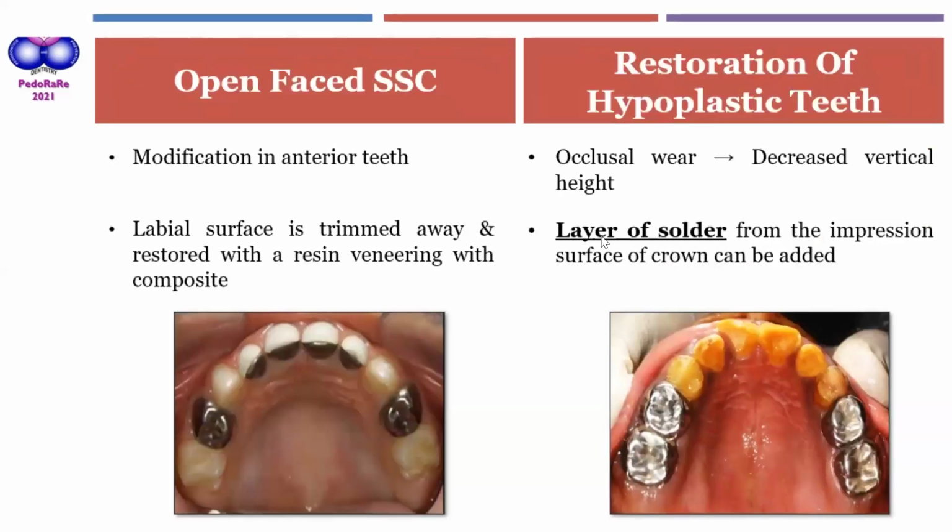Open face, very rare again, is a modification for an anterior tooth where the labial surface is trimmed away and we place a resin on it, and then we do a veneering with the crown and place it on the tooth. Restoration of hypoplastic teeth, hypoocclusal wear, decreased vertical height, definitely. Sometimes when we do this, we layer solder on the impression surface material so that some amount of height is provided.